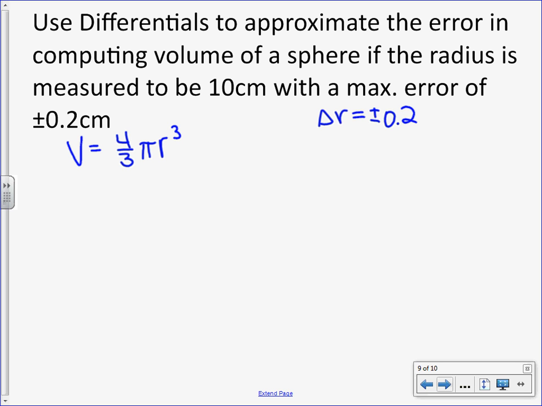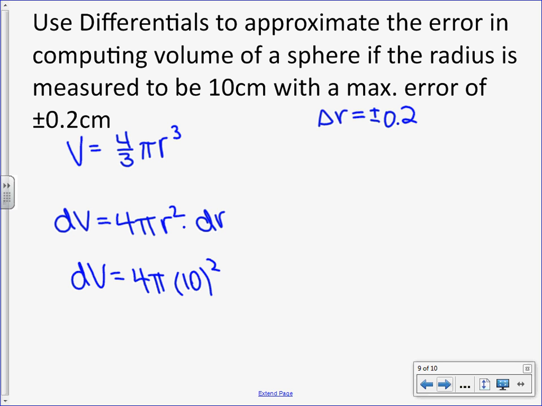Okay. So, instead of dy, we're going to look for dv. So dv equals the derivative. What is the derivative? 3 times 4/3 pi r squared. And then we multiply that by dr. It's just dr instead of dx, dv instead of dy. Your delta and d are the same. Yes. So we have dv equals 4 pi. Now they told us our radius is 10. And we know that delta r, which is the same thing as dr, is 0.2.